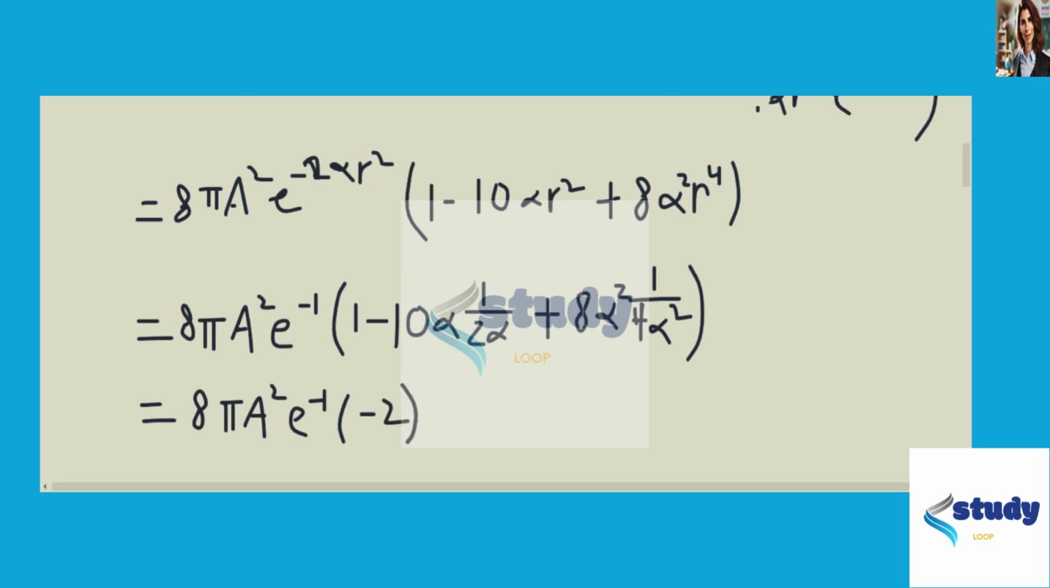So now we want to make a comment about this. So notice that the constants 8 pi, a squared, and e to the minus 1 are positive. And so the negative 2 factor causes this to be less than 0. So this is indeed less than 0. This is because a squared is positive. So therefore, the maximum of the probability is at r equal to the square root of 1 over 2 alpha, just confirmed by that check there.